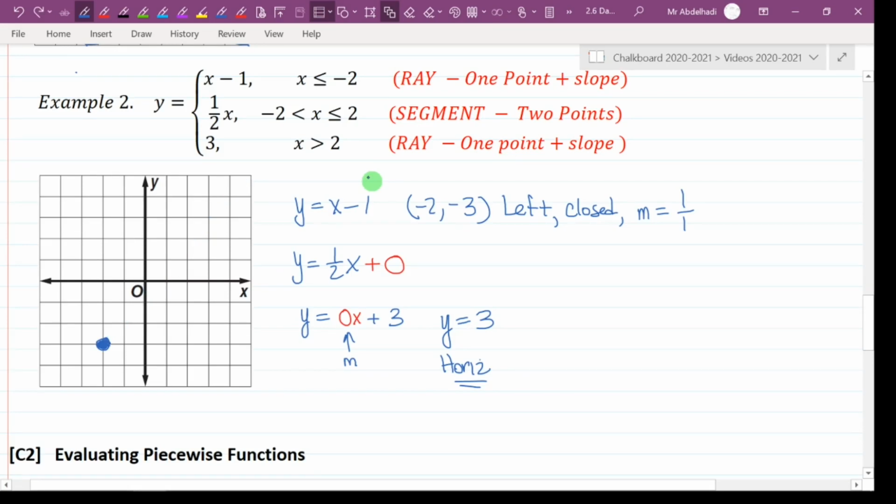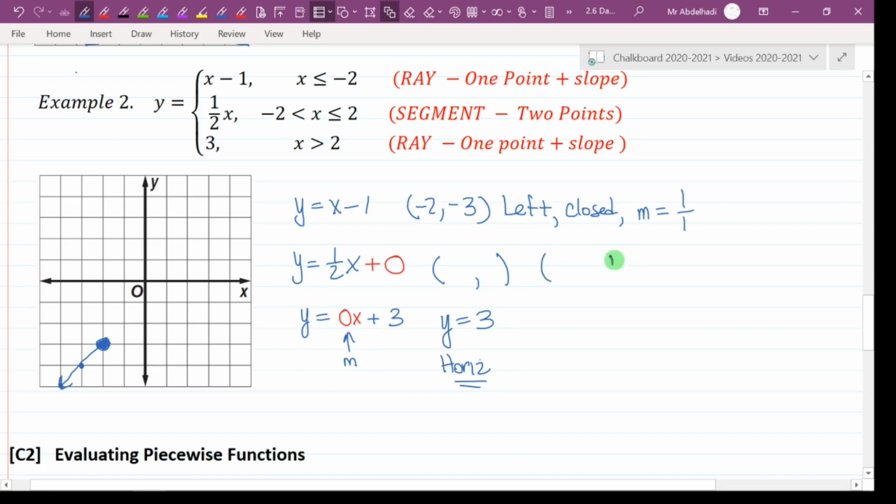We're going down 1 and back 1 because we're going in the opposite direction. So down 1, back 1, down 1, back 1, and there's your ray. Okay, let's do the next one here. y equals 1/2 x, or y equals 1/2 x plus 0 if you want. Well, we need our 2 endpoints. I'm giving you 2 endpoints here, so you need to find 2 different points.